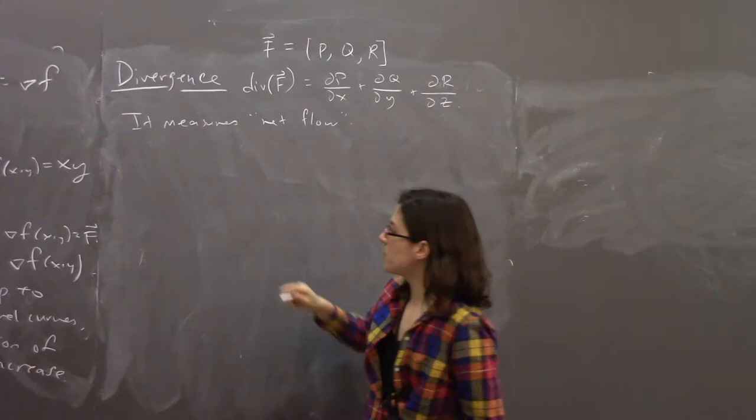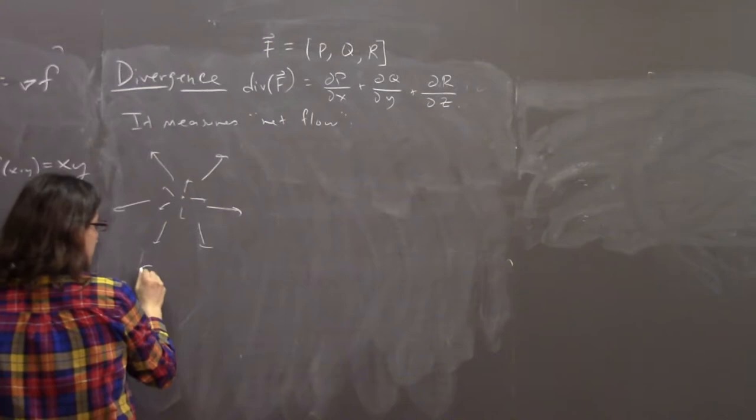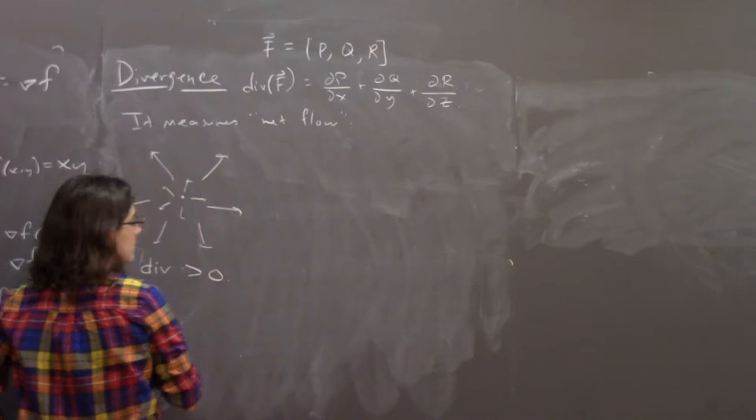So if you have a point, and around this point, things are coming out like this, then for this point in the middle, divergence is going to be positive, because things are coming out, things are being created. We call this a source.